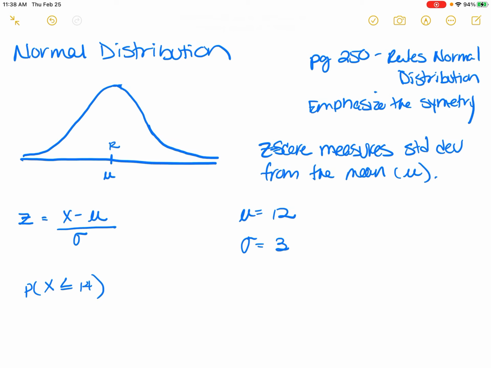So in order to solve this problem, we solve it by solving for z. So z is equal to x minus mu, 14 minus 12, divided by 3. And that gives us 2 over 3, which is equal to 0.6667. We're going to round to 4 decimal places. So this is our z-score. This is not the probability.